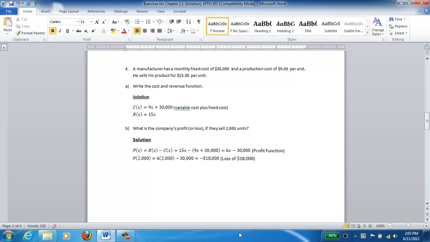Okay, we will continue now with problem number 4, another break-even problem. In this problem, a manufacturer has a monthly fixed cost of $30,000 and a production cost of $9 per unit. He will sell his product for $15 per unit. Let's write the cost and the revenue function for each of these.